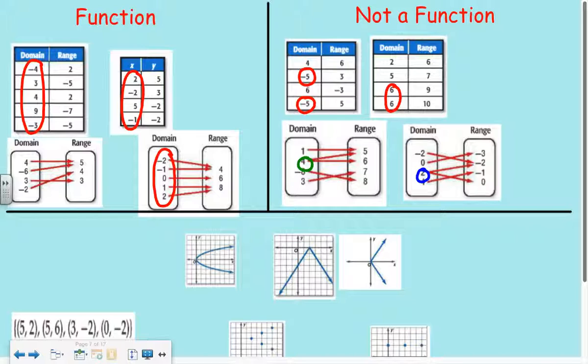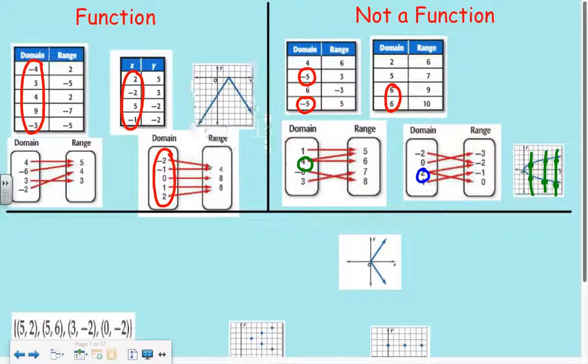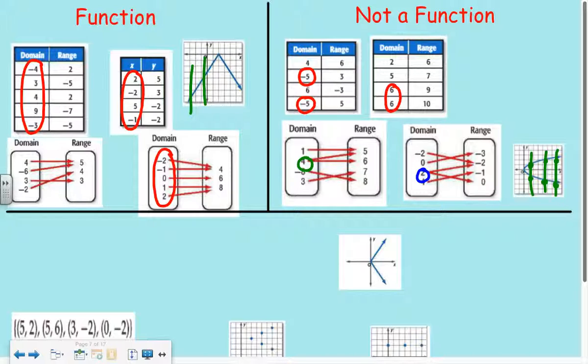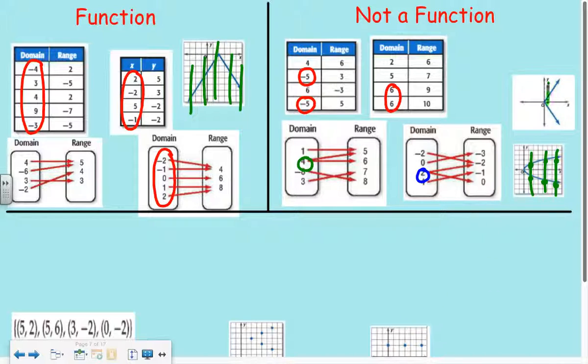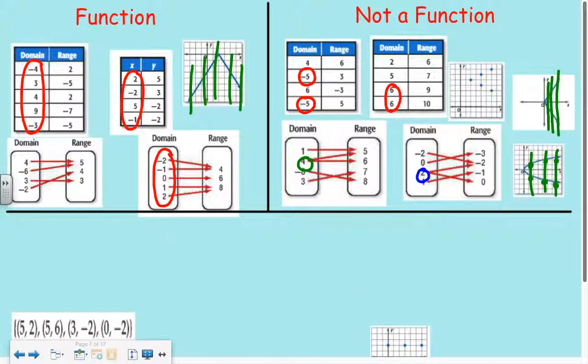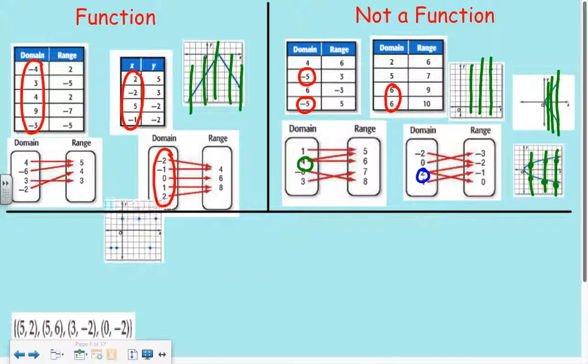If I take this one and do the vertical line test, touches twice, touches twice, touches twice, not a function. If I take this one, touches once, once, once, once, once, it is a function. Twice, twice, twice, not a function. Touches once, but then touches twice, not a function. Running out of space here, but once, once, once, once, once, once, function.